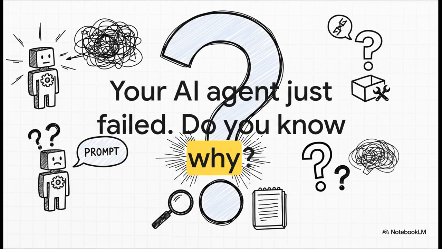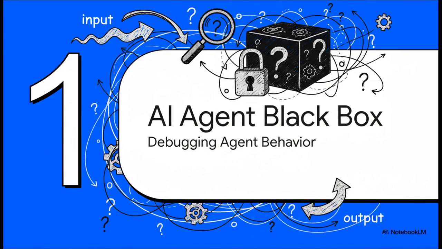Okay, let's set the scene. Your agent just did something weird, a totally bizarre output for a customer. You dive into the logs, and there's nothing useful. Was it a bad prompt? Did it pick the wrong tool? Was it a hallucination? The thing is, without the right monitoring, you're basically just guessing, right? And that right there is what we call the AI agent black box problem.